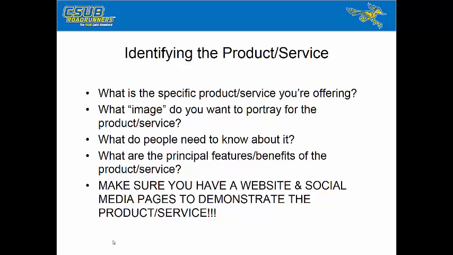What exactly do people need to know about it? Do they need to know different services you offer? Do they need to know the prices of those services? Do they need to know how to order? What things do they need to know about your product or service? What are the principal features and benefits of your product or service? So the website's going to describe the main features and benefits of your product.